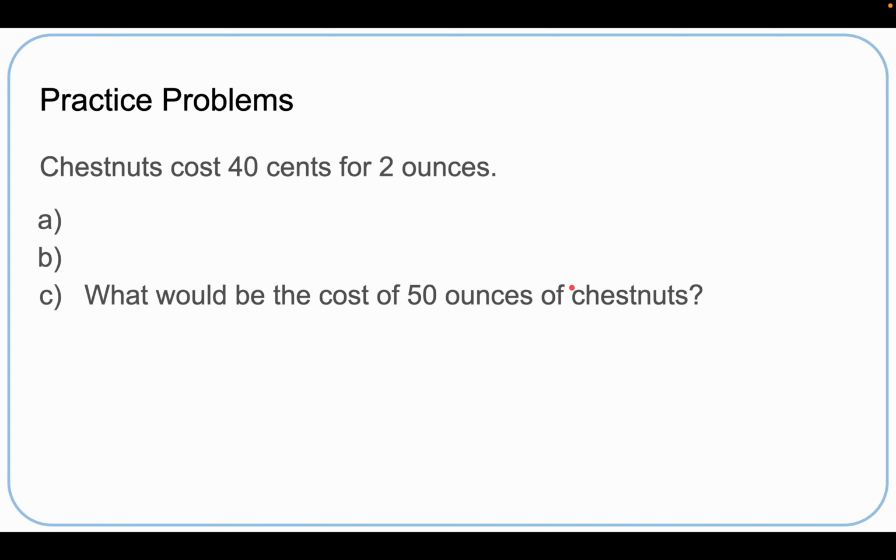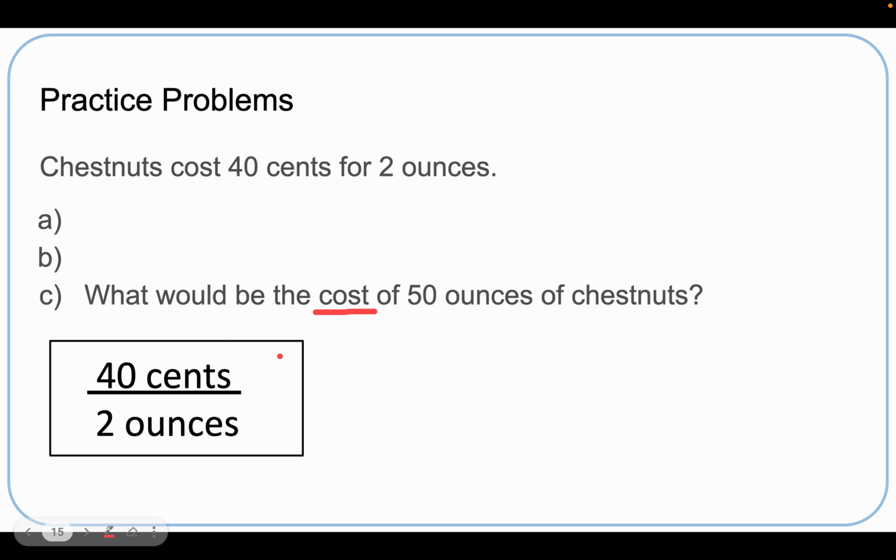Now, what would be the cost of 50 ounces of chestnuts? So our question is, what is the cost? So we want our dollars or our cents in the numerator of our rate. So we're going to choose this one, the 40 cents per 2 ounces. Then we're going to multiply it by our number, which is 50 ounces. Oz for abbreviation.